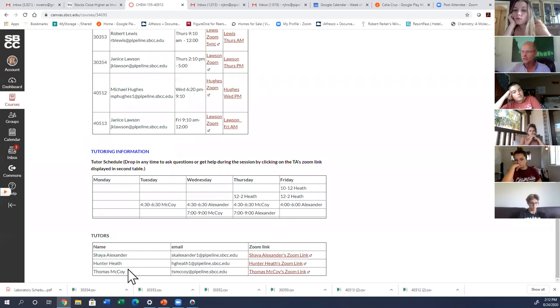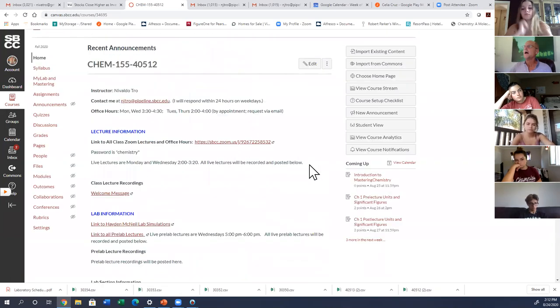So here are the three tutors, and here are their Zoom links. So during these hours, if you want help, you just click on their Zoom link and you will get them, and they will be able to help you. Okay. Very good.